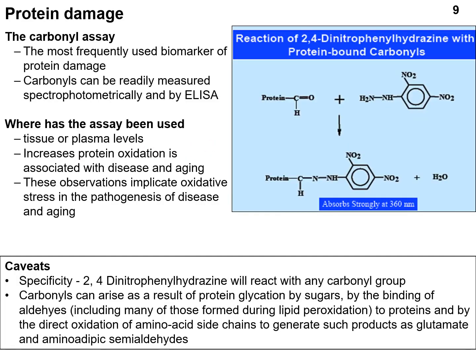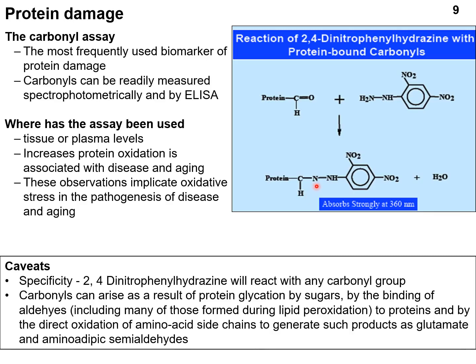So there are a number of techniques to detect oxidative damage on proteins. Probably one of the most common ones that's used is the carbonyl assay. So that's the one that I'm going to discuss. The reaction mechanism is shown on the right-hand side here. So here we have a protein with a carbonyl group reacting with 2,4-dinitrophenylhydrazine to form this compound here, which absorbs very strongly at 360 nanometers. As a consequence, you can use spectroscopic methods to detect the presence of protein carbonyls.